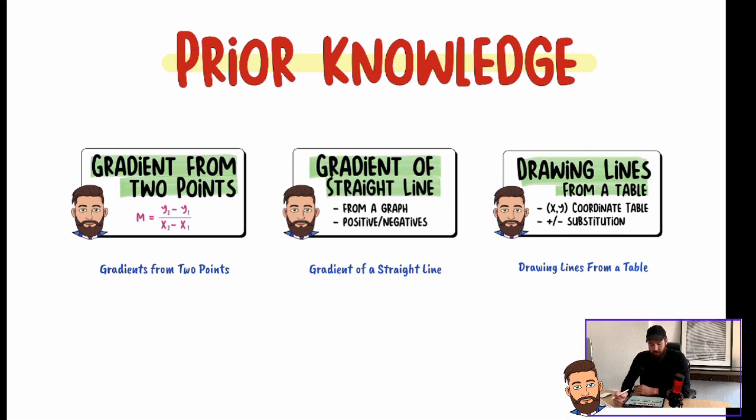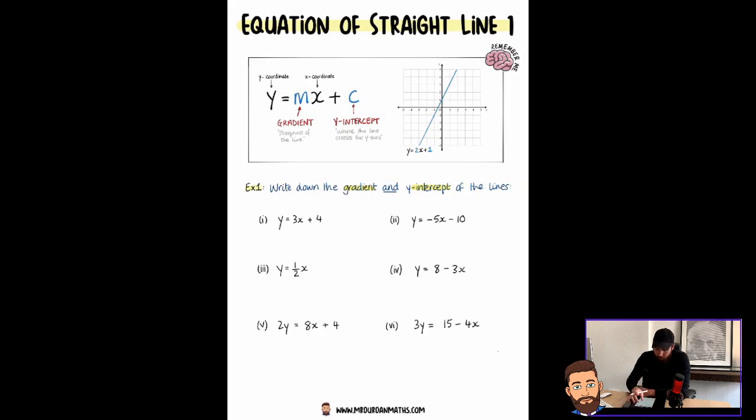To access this lesson, I highly recommend that you have already watched these 3 lessons on my YouTube series, which is gradients from 2 points, the gradient of a straight line, and drawing lines from a table. If you haven't already seen those, watching those before this will make everything a lot easier, and I'll be talking about things that I've spoken about in particularly this lesson here, the gradient of a straight line, where if you haven't seen it, it's going to make this lesson a little bit harder to access. So if you haven't already, go and watch those. If you have, we will crack on.